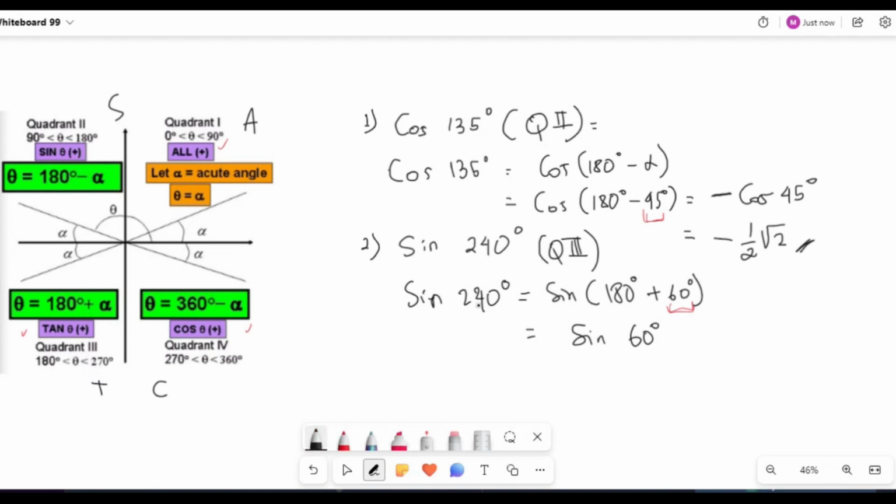But careful, because now we need to adjust the sign. Could you see? The angle is now in quadrant 3, all, sine, tangent, cos. So the positive belongs only to tangent. Sine would be negative. So it's going to be negative sine 60. Sine 60 is going to be negative half root of 3. Ta-da.